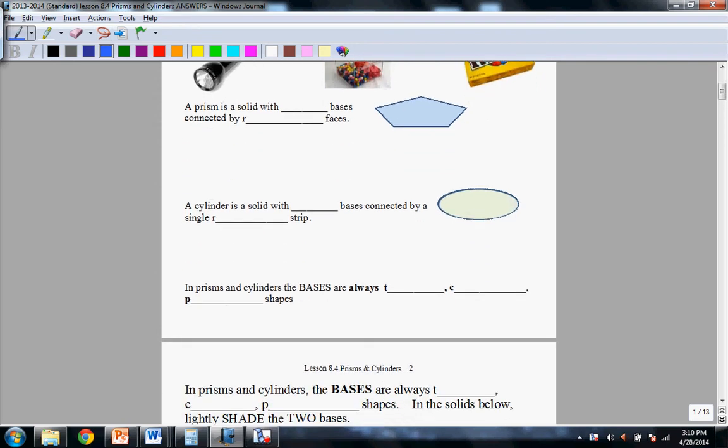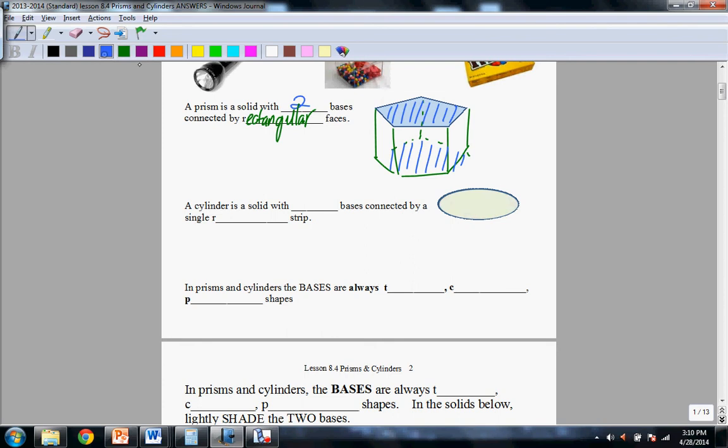Now, a prism is simply a solid with two bases connected by rectangular faces. So two bases connected by rectangular faces. So here would be your rectangular faces. And then we have your two bases. That would be one base, that would be the other base. So that would be a prism, two bases connected by rectangular faces.